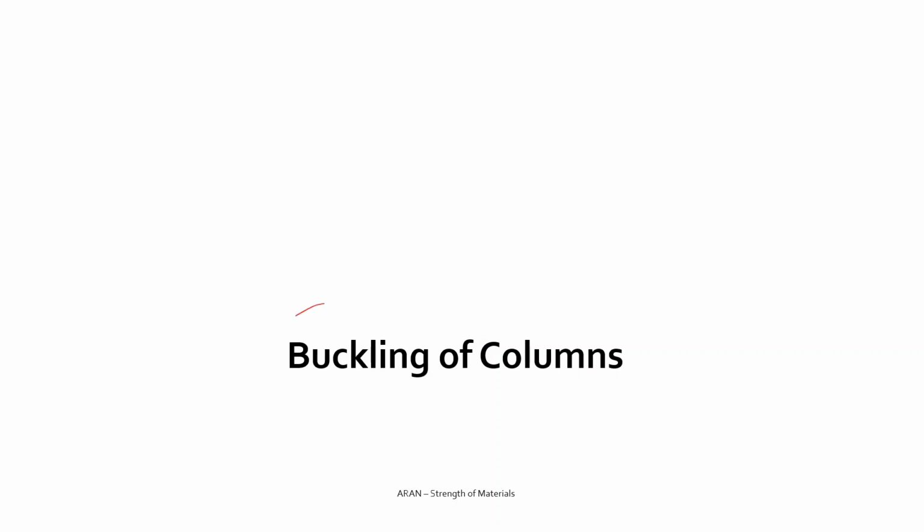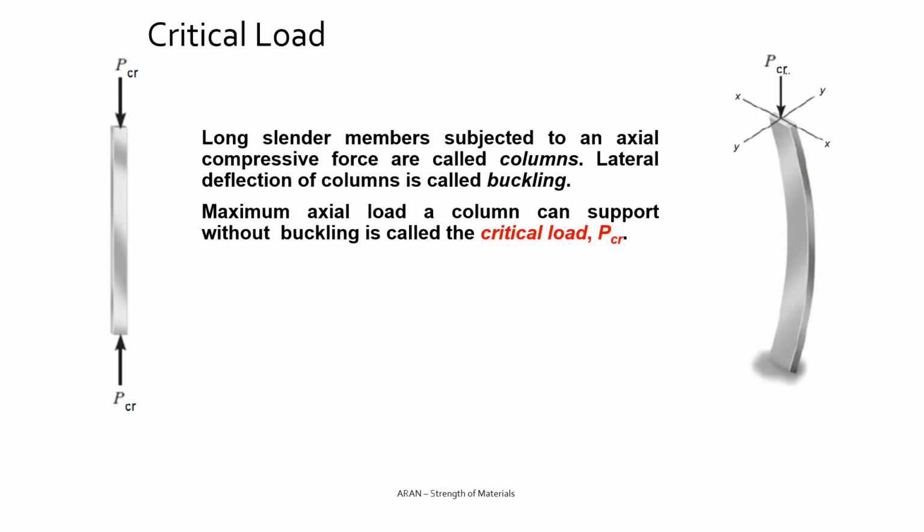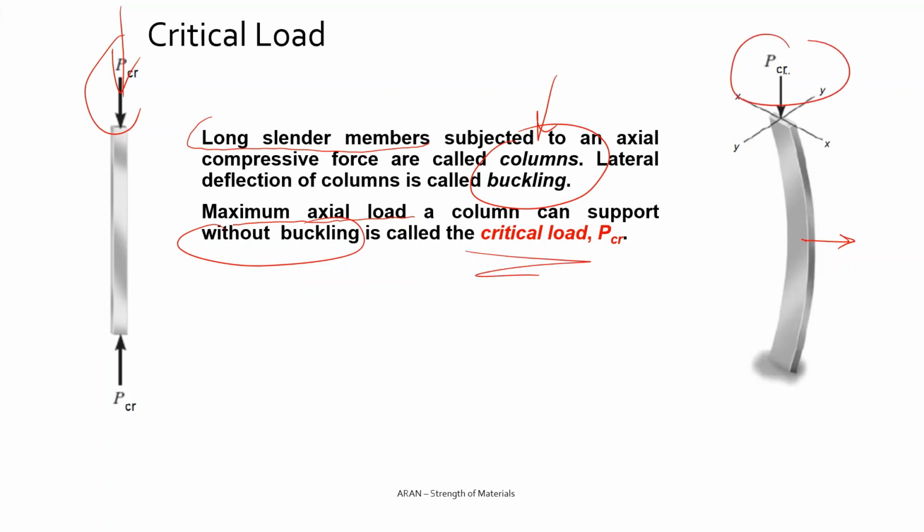In this video, we will talk about buckling of columns. What are columns? These are long and slender members. If these members are subjected to axial compressive loads, a lateral deflection of columns can occur, and this kind of failure is called buckling. So the maximum axial load a column can support without buckling is called the critical load.